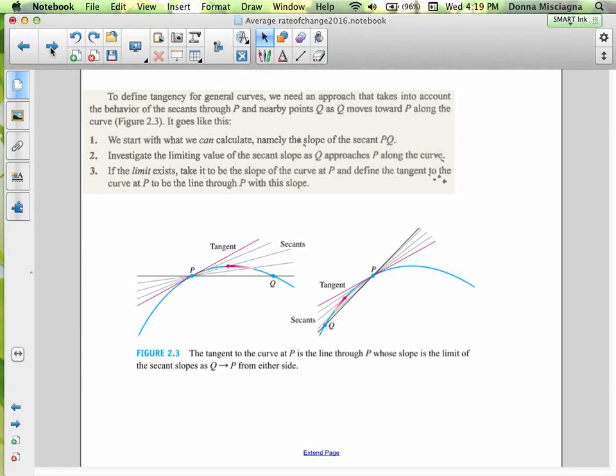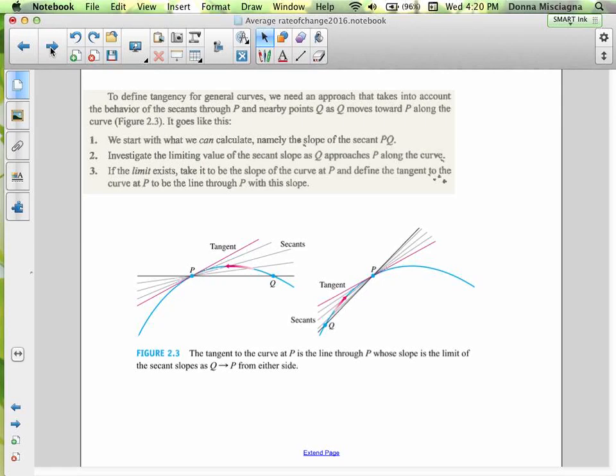All right, so here we have an example. We have P and Q, right? And we can find the slope of that line. But what if we start moving that point Q and we move it closer and closer? So second, investigate the limiting value of the secant slope as x approaches P along the curve. If the limit exists, we're going to take it to be the slope of the curve at P and define the tangent to the curve at P to be the line through P with this slope.